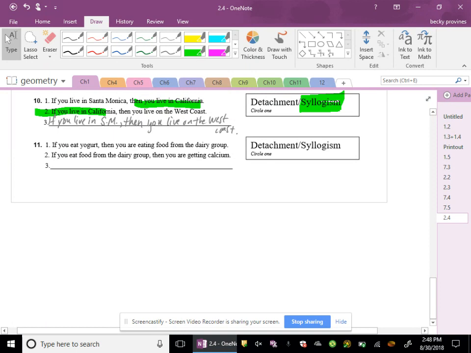Okay, last one, number 11. 2 full sentences. So you're comparing the ending of the first, which is the Q, to the beginning of the second sentence, which should be the Q. Does it work? And it says if you eat food from the dairy group, they're definitely the same. So you cross those out and then you write what's left. So you're going to say the P and then the R. If you eat yogurt, then you are getting calcium.